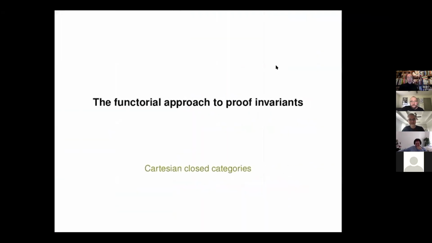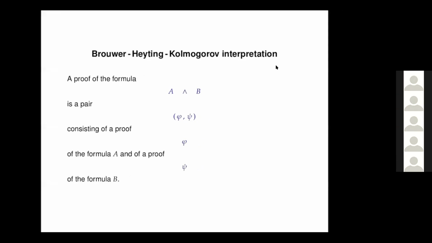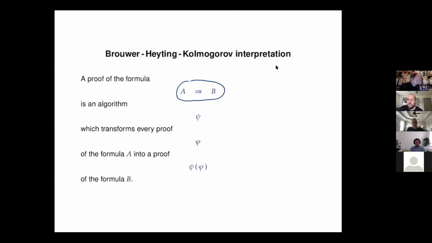Anyway, now I move to a different angle, which is the functorial approach to proof invariance. I will speak about it for maybe 10 minutes. There is this famous Brouwer-Heyting-Kolmogorov interpretation of formulas and proofs, which says a proof of a formula A and B is a pair consisting of a proof phi of A and a proof psi of the formula B. Something more intriguing is that a proof of the formula A implies B should be an algorithm which transforms every proof of the formula A into a proof of the formula B.